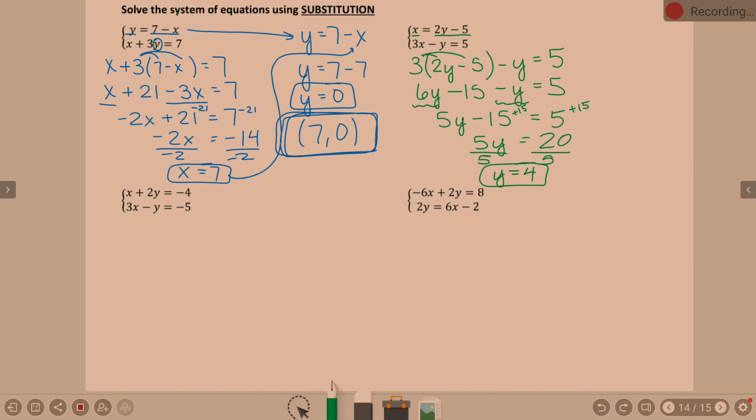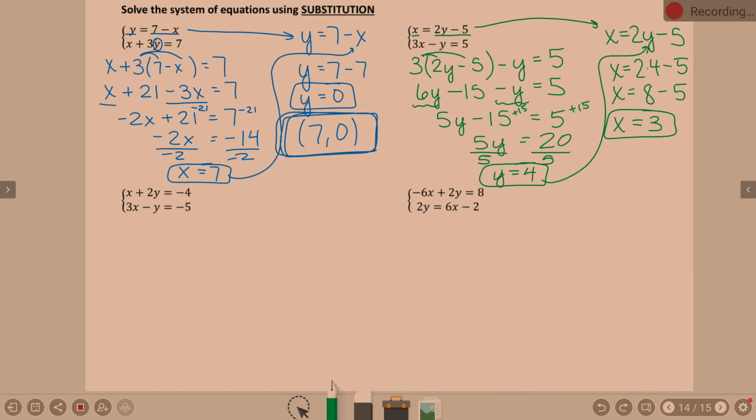Am I done? No. You're not going to get full credit if you stop here. You've got to plug it in. Where do you want to plug it into? Pick one of the two equations. I'm going to use x equals 2y minus 5. I'm going to plug that 4 in. So 2 times 4 minus 5. 2 times 4 is 8. 8 minus 5 is 3. Okay, final answer of? 3, 4.